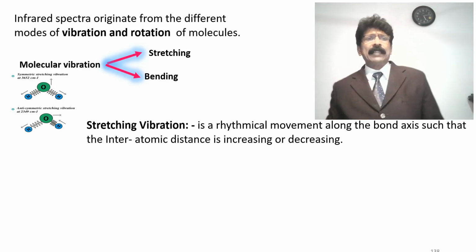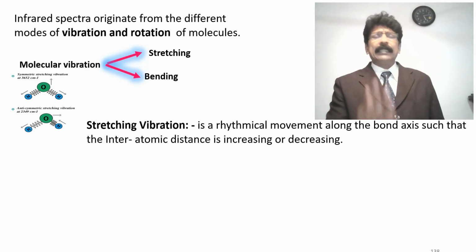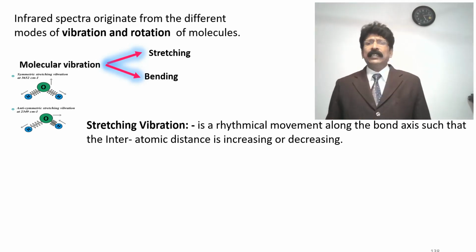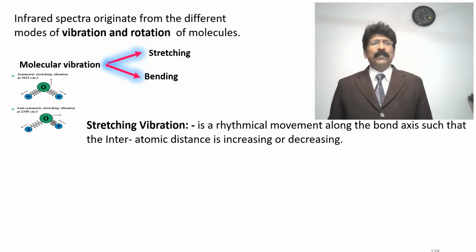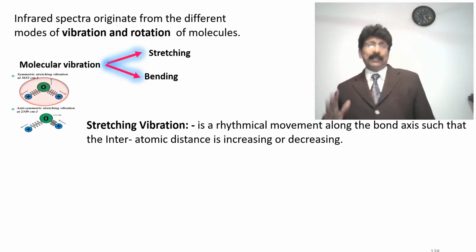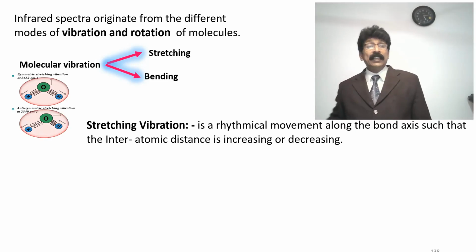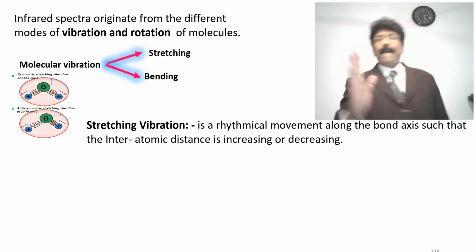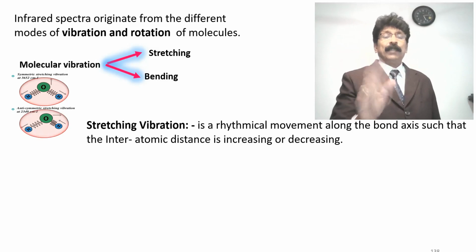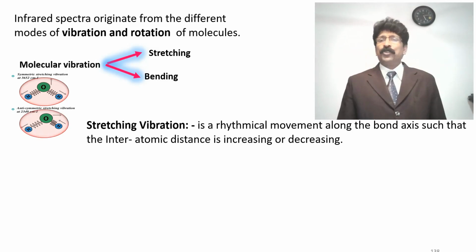The second one, antisymmetric stretching, is also possible. That's what we just want to show. This is symmetric movement, where both are stretching outwards, and here one is stretching outwards while one is going inside. You can see the picture. That's why I made a round to show you.